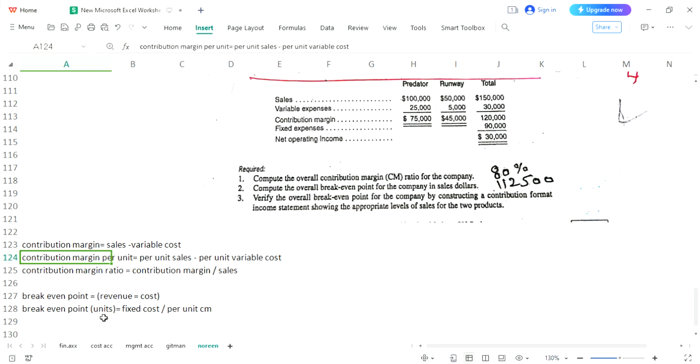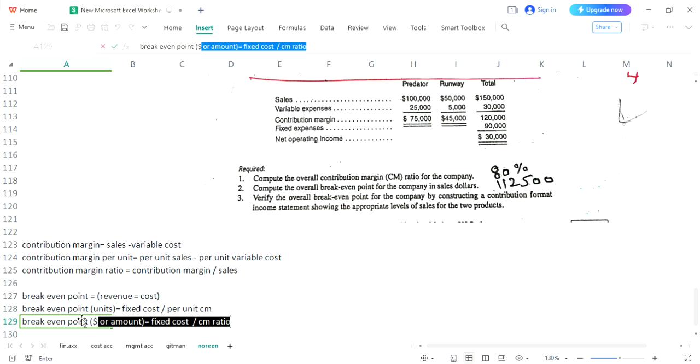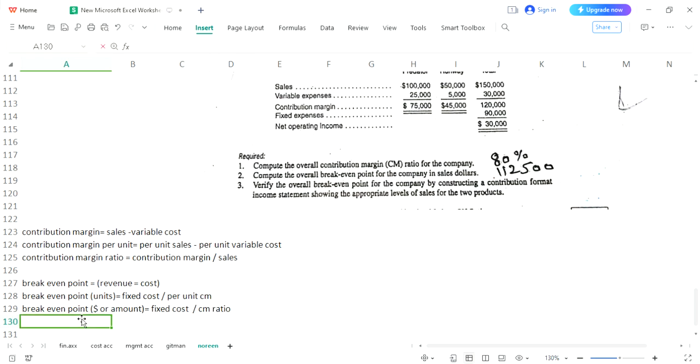The third point would be break even point in terms of sales. So break even point, but in terms of dollars or sales. And how do you calculate it? Fixed cost will be divided by CM ratio. CM ratio has also been calculated. You can see over here, contribution margin ratio, contribution margin divided by sales.